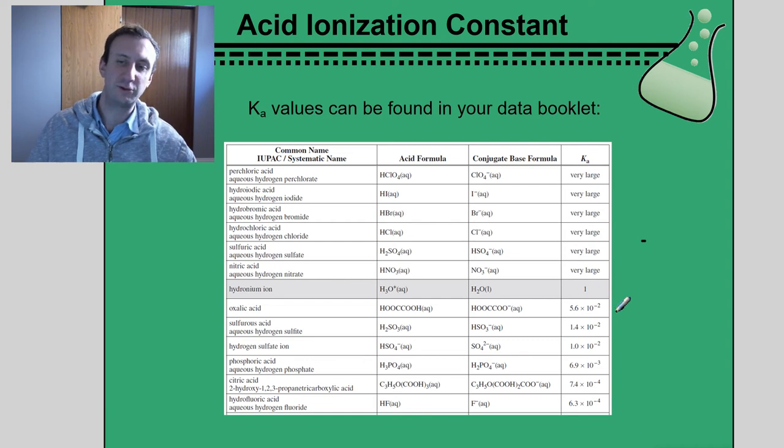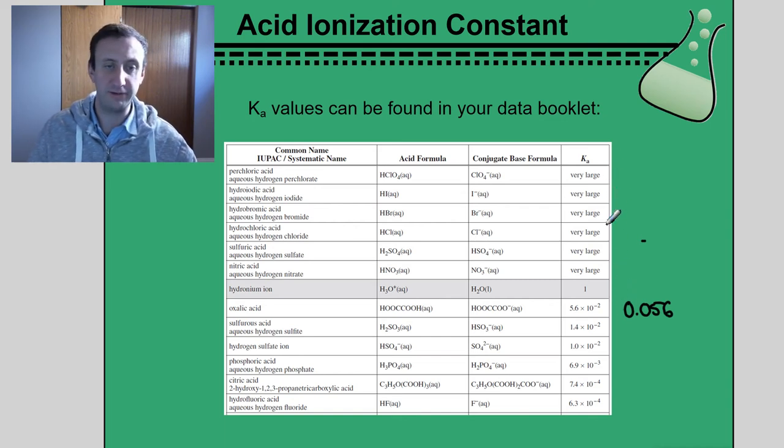So this is my strongest weak acid, which has a Ka value of 0.056. Hydronium is a 1, and then over here we have very large values. Essentially we don't have a value for it, but it's essentially quantitative in how it reacts.